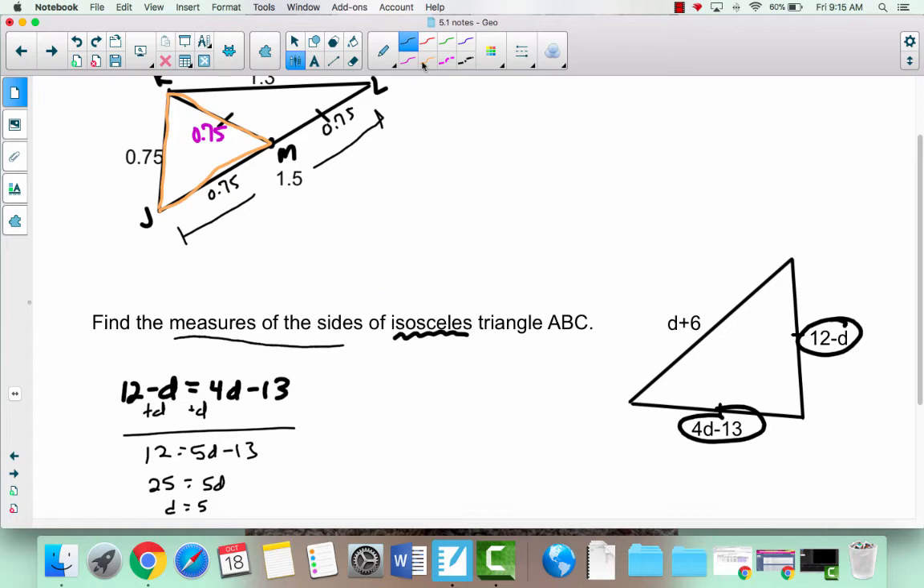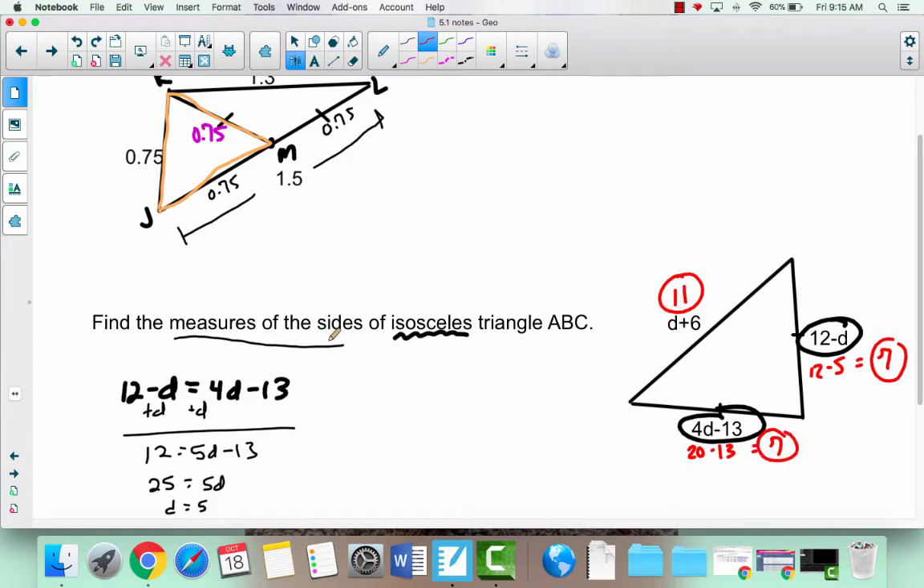That's important. So we need to go back and plug D into each side length, and then we would be done calculating. So here, 5 plus 6, that would get you 11, so that side's 11. 12 minus 5 is going to get you 7. And then 4 times 5 is 20. 20 minus 13 is 7. So we have two side lengths that are 7 and one that is 11.